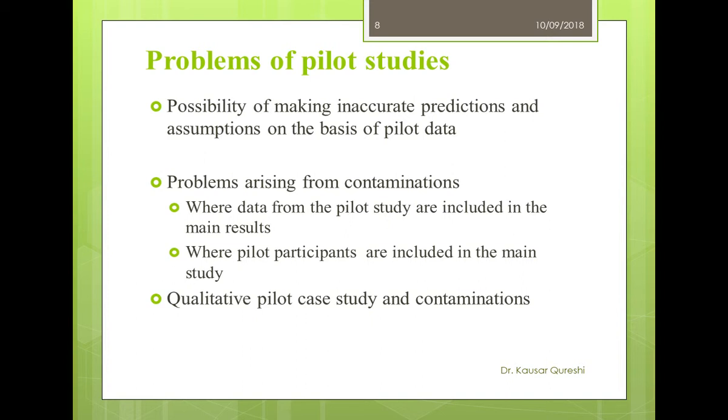Number one, where the data from the pilot study are included in the main study, or number two, where pilot participants are included in the main study but new data are collected from these people. These contamination problems may be more visible in quantitative research, but for qualitative research, contamination is less of a concern. In qualitative research, researchers often use some or all of their pilot data as part of the main study.